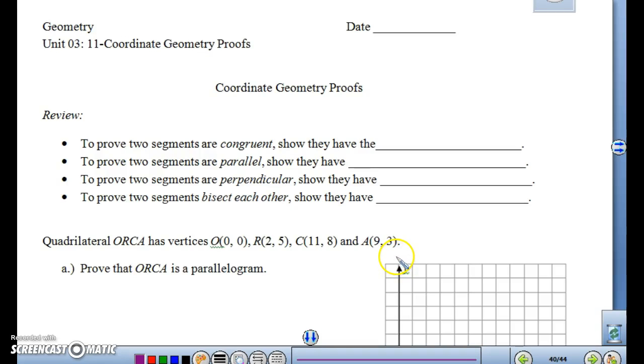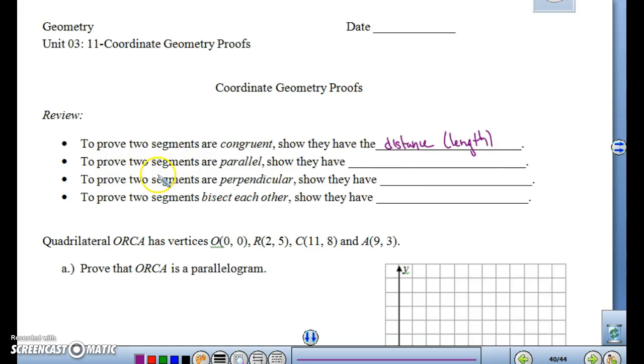This is Geometry Unit 3, Lesson 11 on coordinate geometry proofs. In order to do coordinate geometry proofs, we have to know what formula to use when. So let's review. To prove two segments are congruent, what do we have to show? We have to show that they have the same distance or length. So if two segments are congruent, we have to use the distance formula to figure out the length.